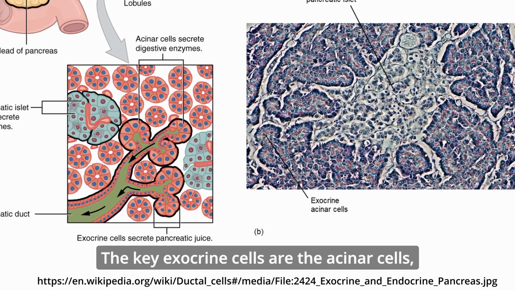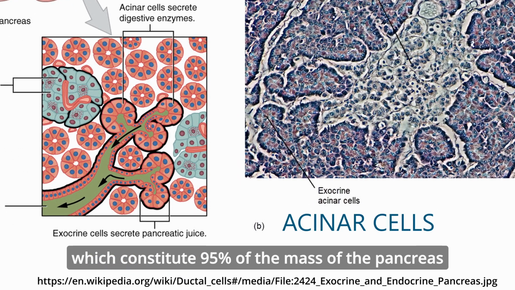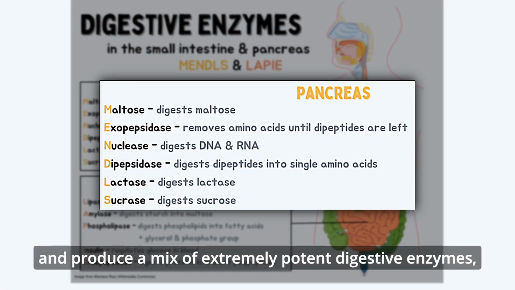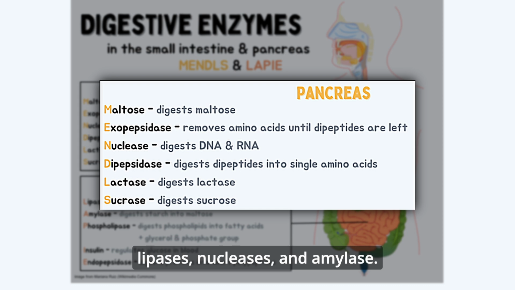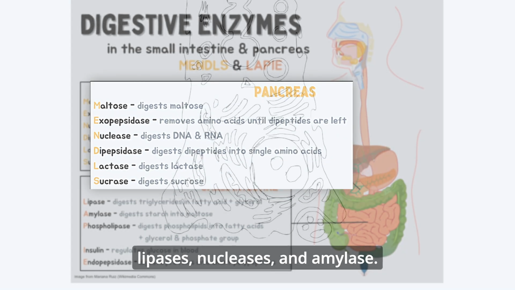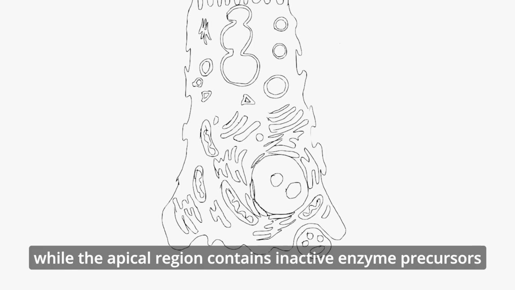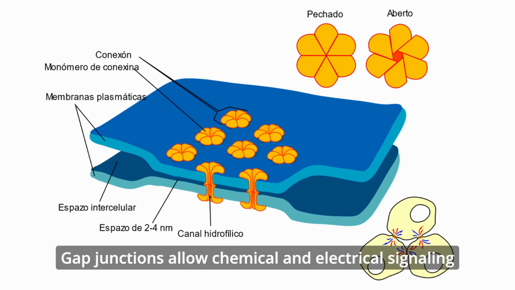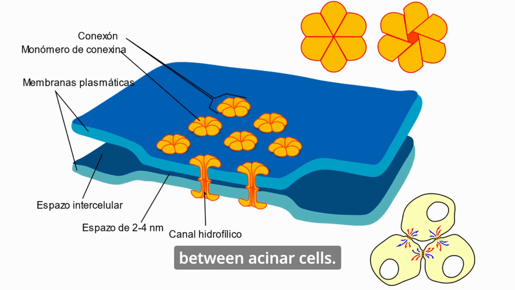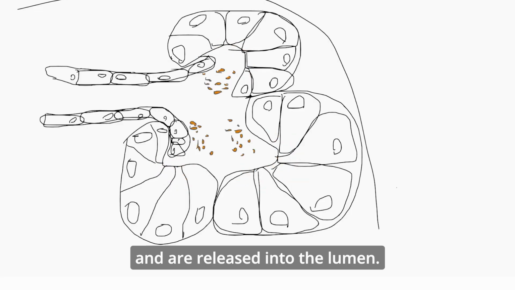The key exocrine cells are the acinar cells, which constitute 95% of the mass of the pancreas and produce a mix of extremely potent digestive enzymes, including exopeptidases, endopeptidases, lipases, nucleases, and amylase. The nucleus and regulatory receptors are found at the basal region of these wedge-shaped cells, while the apical region contains inactive enzyme precursors stored in membrane-bound zymogen granules. Gap junctions allow chemical and electrical signaling between acinar cells. Zymogen granules fuse with the apical membrane and are released into the lumen.